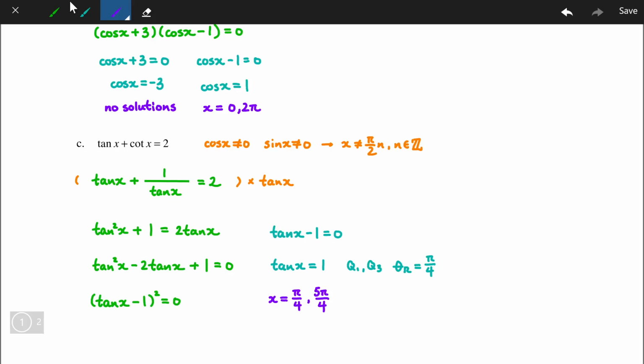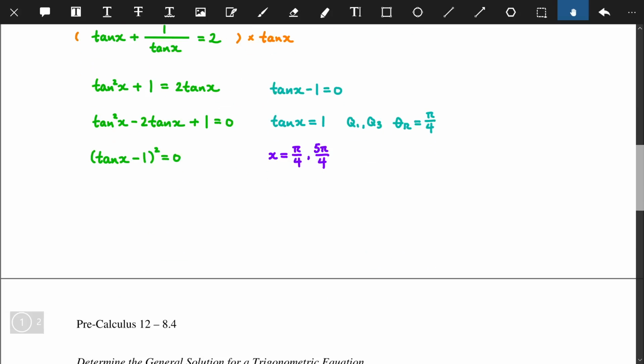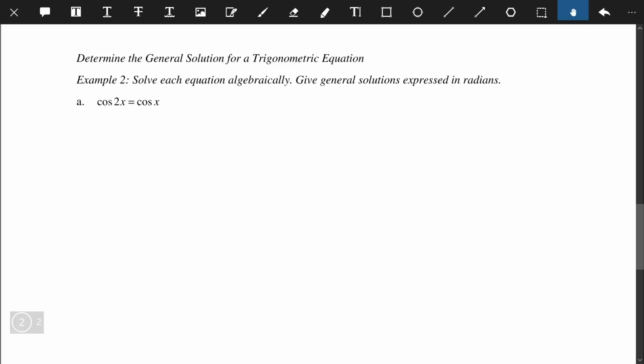Okay, so those are the first 3 examples. Let's move on to the fourth example, just a couple more. So let's see here. Right, so we're introducing something new, and that is the idea of general solutions. And a kind of a different way of treating this double angle identity. So let's look at example 2a.